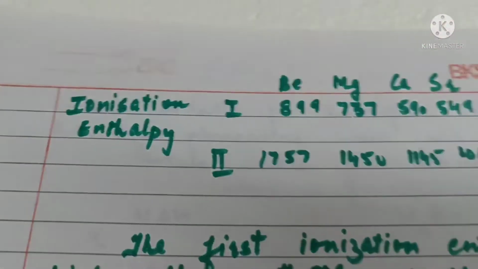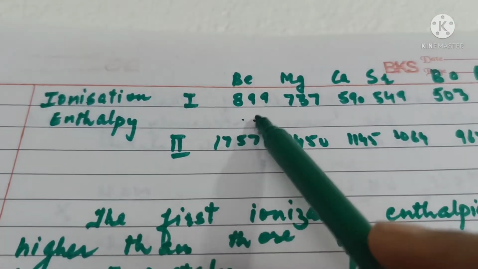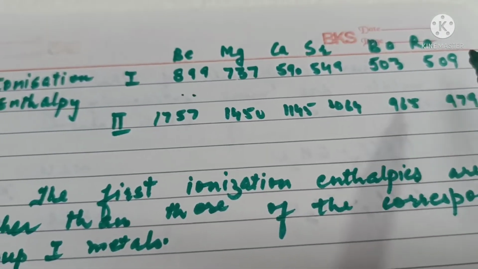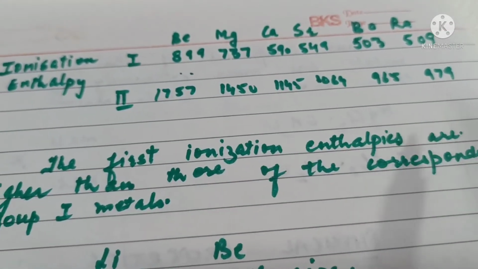For example, the first ionization enthalpy is 899, and as we go down the group, the ionization enthalpy value decreases. Similarly, the second ionization enthalpy value also decreases.